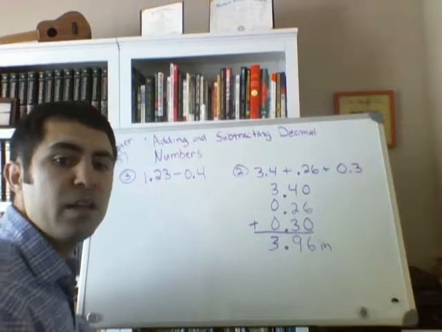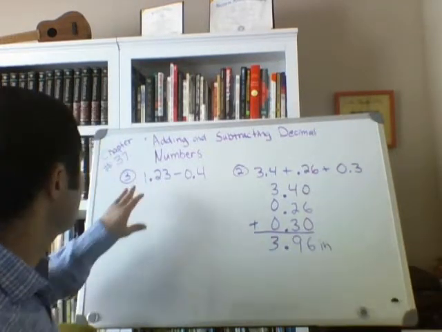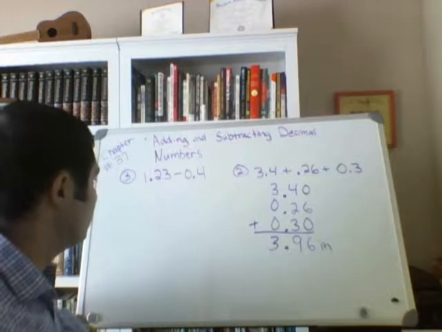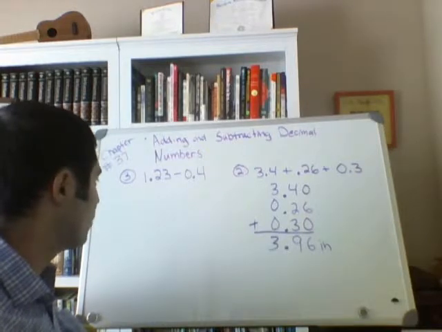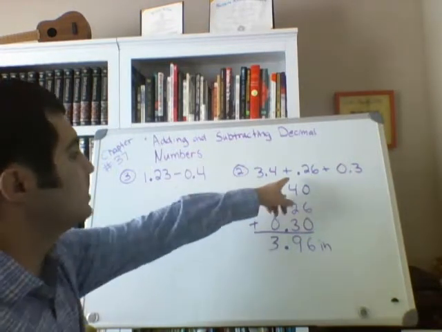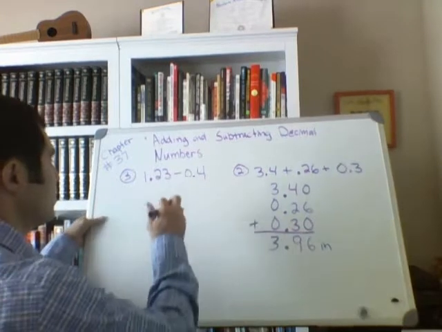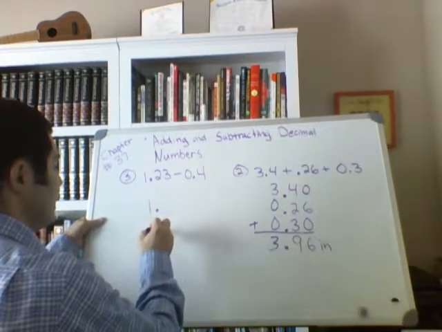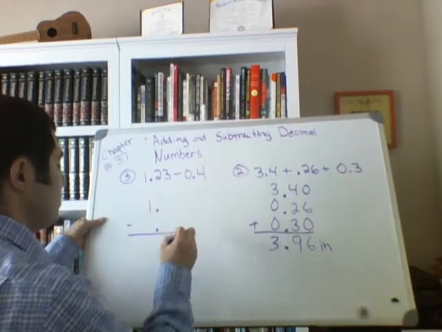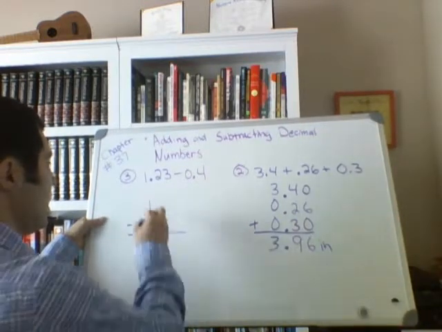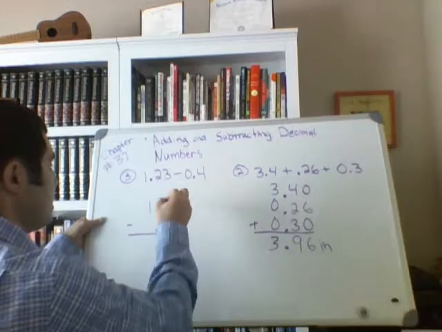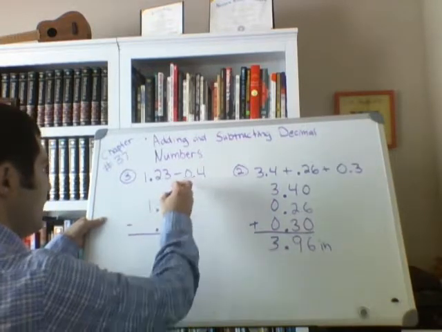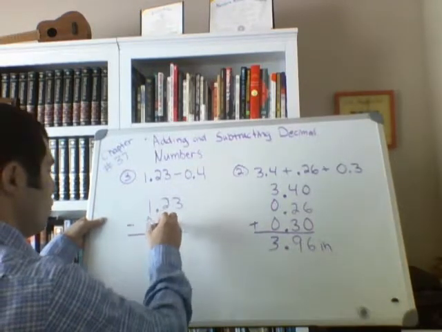Alright, example number 3 is 1.23 minus 0.4. Alright, so this is an addition problem, this is a subtraction problem. Let's go ahead and do it. So rewrite it with your decimal points lined up. Okay, you can even start like that. So 1.23 is going to go right here, and then 0.4 is going to go right there.